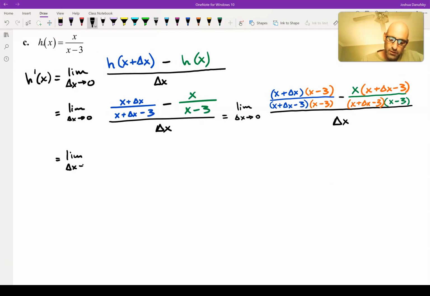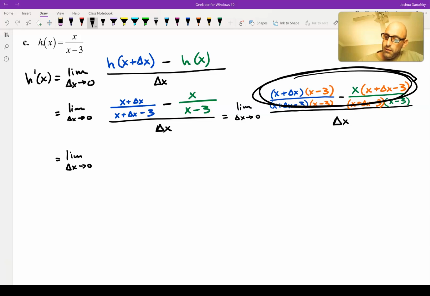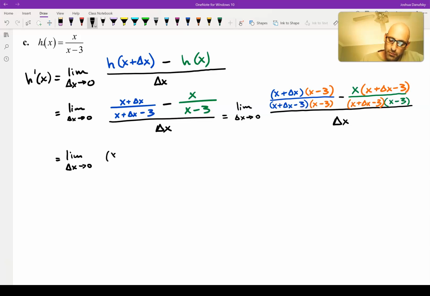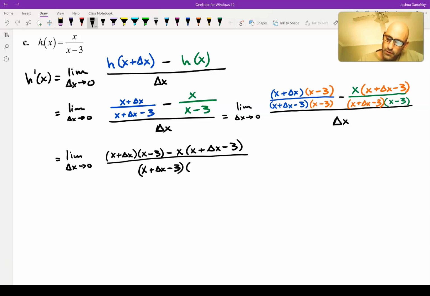So the limit as delta x goes to 0. I'm going to take this numerator here, and I'm just going to combine these over a single denominator. So you could multiply all this together right now. I'm going to wait a moment before doing that and just write this so we're not doing too many steps at once. And here we have x plus delta x minus 3 times x minus 3. And then all of that is being divided by delta x, right? This right here is a big division bar. So we're dividing by delta x.